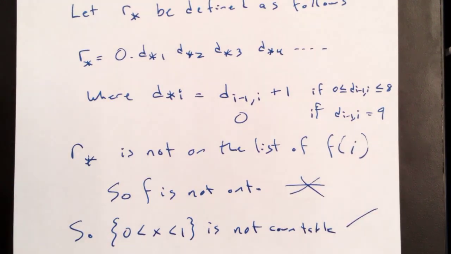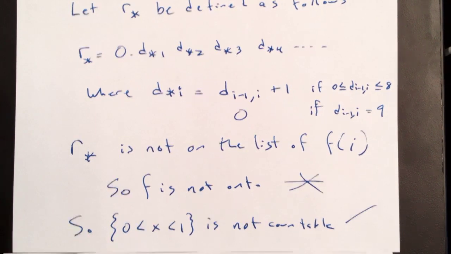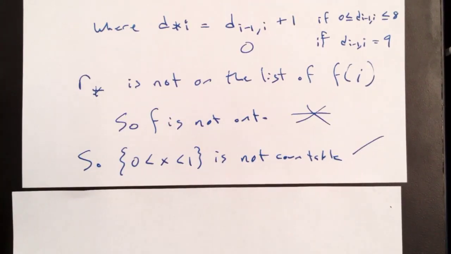But wait, there's more. The set contains a countable subset, right? I didn't say anything about f not being one-to-one. And that means that the size of this set is bigger than the size of the natural numbers.